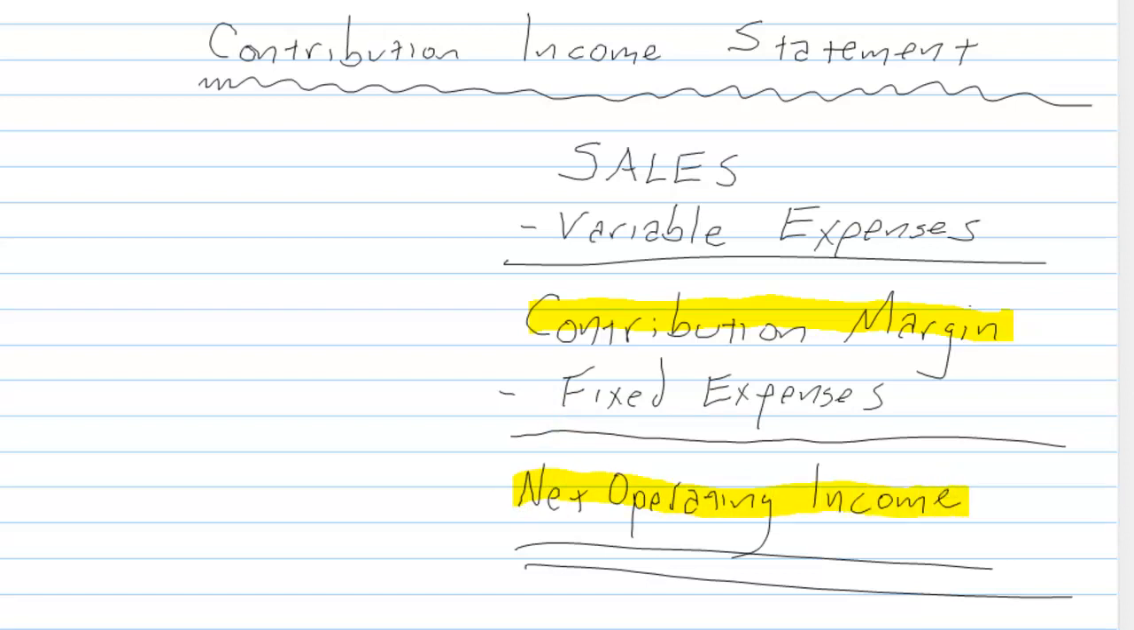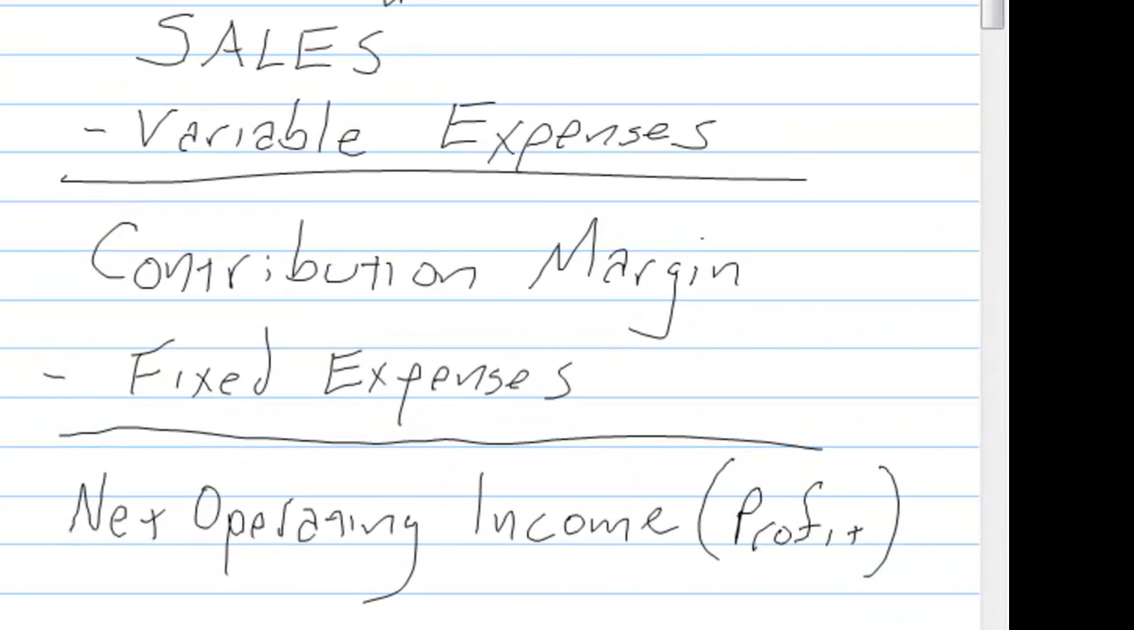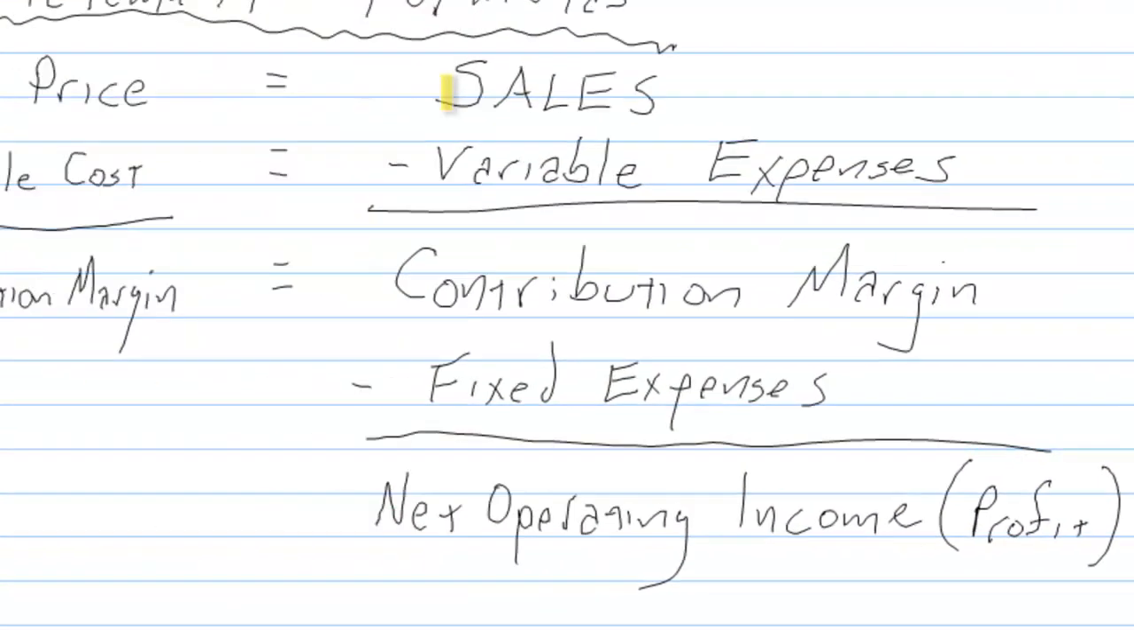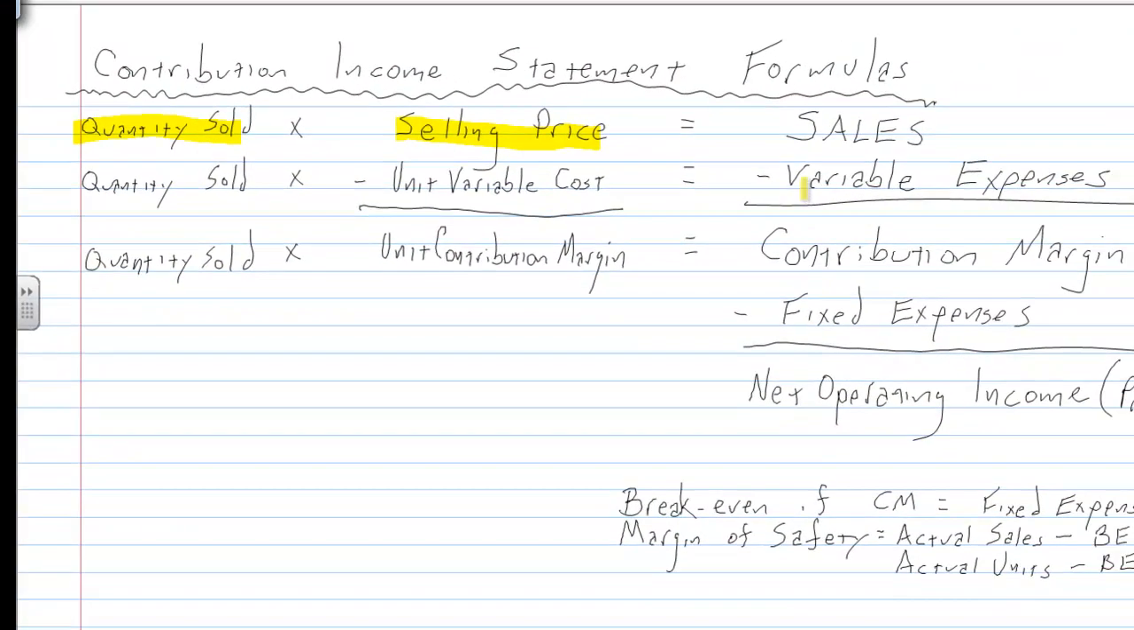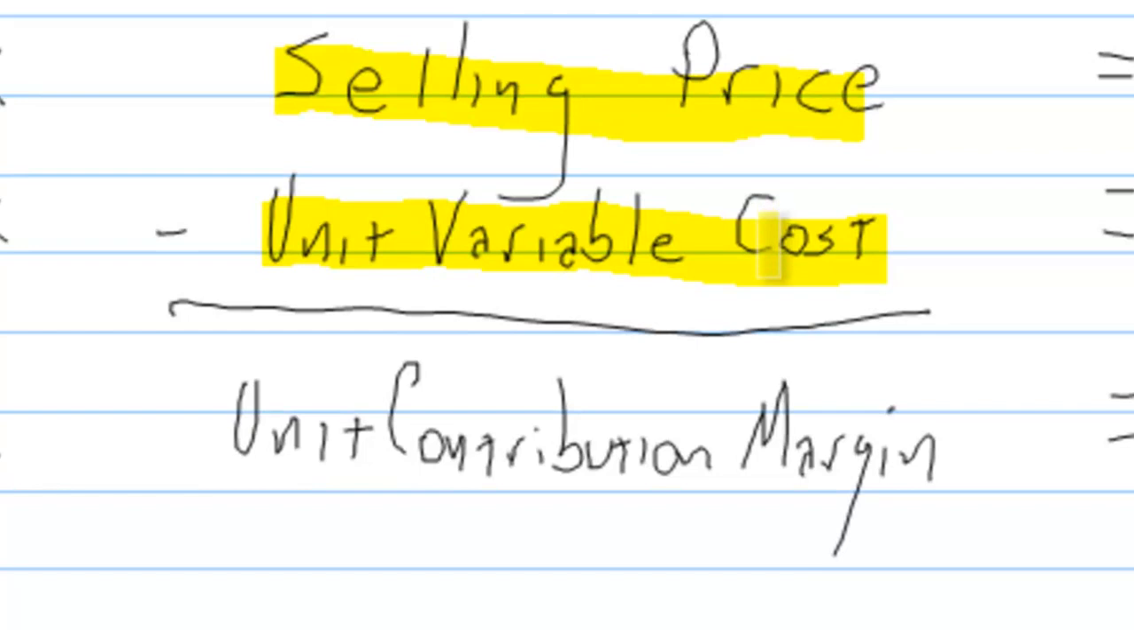Now let's look a little bit more detailed at this contribution income statement and how this might be calculated. Sales can be calculated by taking your quantity sold times the selling price. This is the price per unit for which we are selling the item. Variable expenses can be calculated by taking the quantity sold times the unit variable cost. This will be a given. Somebody has already calculated this for you, and they will tell you what the unit variable cost is.